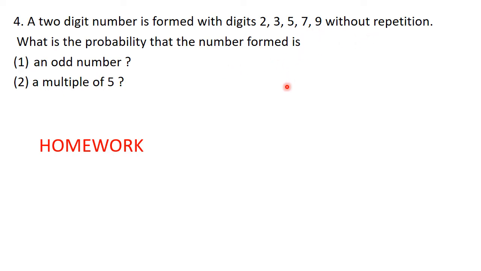So you can write down all these numbers, and from that you can write down n of S, that means the number of sample points. Then you can write down event A as the number formed is an odd number, and then you can write down the event and get the probability. Similarly you can do it for the second event, event B, that the number is a multiple of 5. Okay, so please solve it as homework. Now let us go ahead.